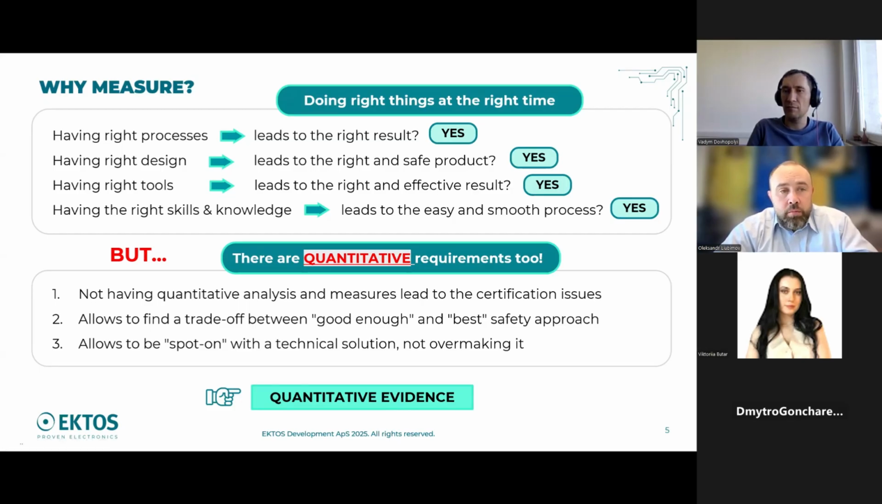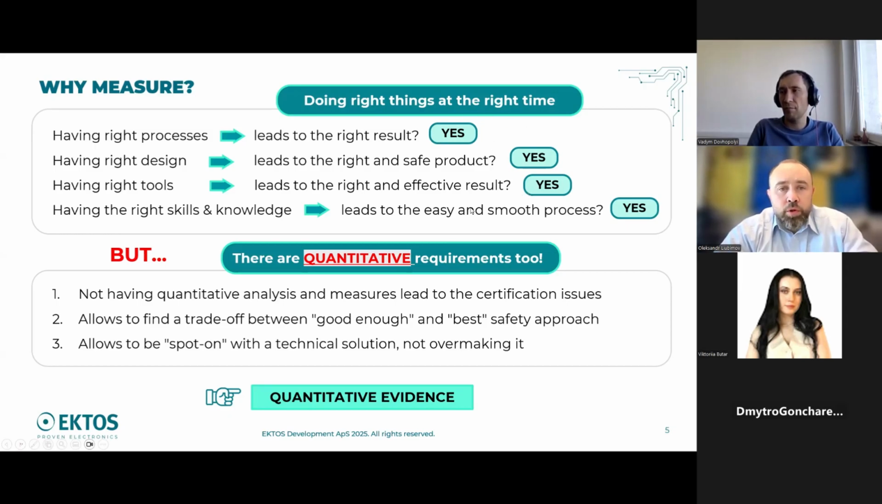Well, it is right. We need the right processes, so we get to the right results. We need to have the right design, so we are not facing any challenges with the product later on. Yes, that's also right. Tools are super important, and they lead to effective results. And then we need to have the right skills and knowledge. This is kind of obvious. Of course, we need to have a strong team and knowledge to be able to run the development of those functionally safe products. But that's all right. That's all correct.